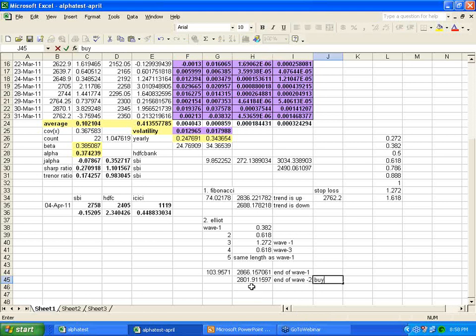Once I am purchasing here, what will be my ultimate target? The first target will be 1.272 times of wave 1. Wave 1 is 103 rupees, so till this point is where my wave 3 will end. This will be my first target. And the second target I can take as 3034, which is fixed as per my volatility. So this is the second approach.